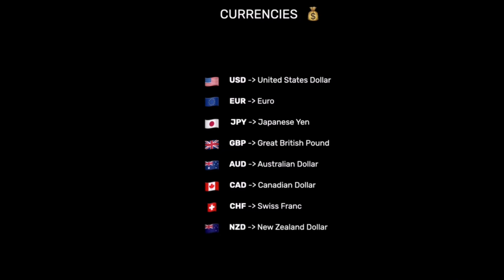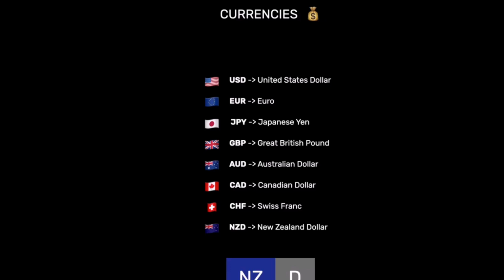Now, currency symbols always have 3 letters, where the first 2 identify the country, and most of the time, but not always, the third letter represents the name of the currency. So take the New Zealand dollar for example, NZD. The NZ stands for New Zealand and the D stands for the dollar.